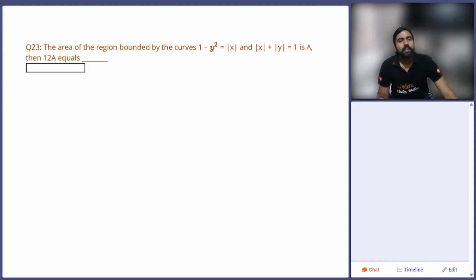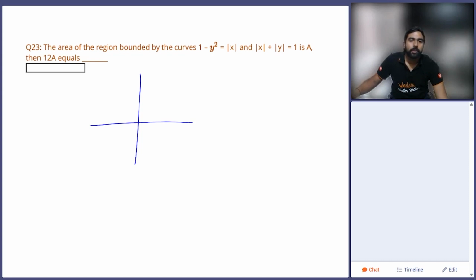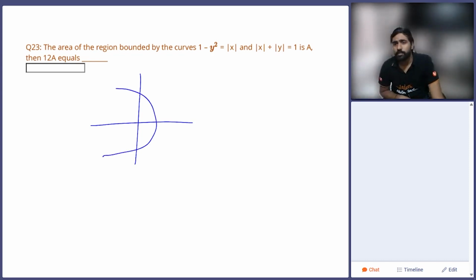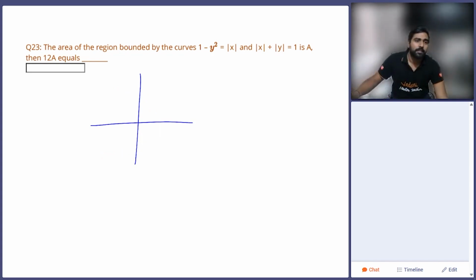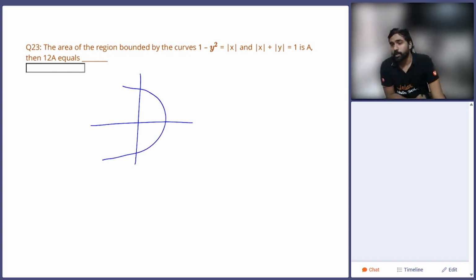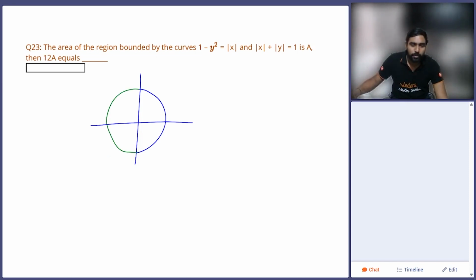Moving on. We need to find the area of the region bounded by the curve 1 minus y square equal to mod x. So 1 minus y square equal to x will look something along the lines of this. This is the graph of 1 minus y square equals x. But now if you are putting a mod x on top of this, then you will have to eliminate all the part of the graph to the left of the y-axis, and then we flip the same graph. This is the graph transformation of mod f of x.